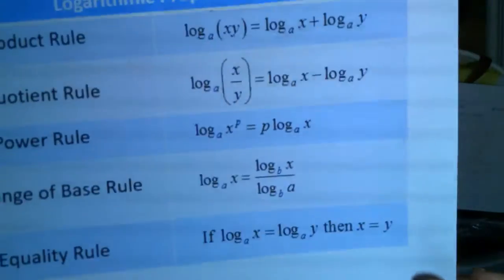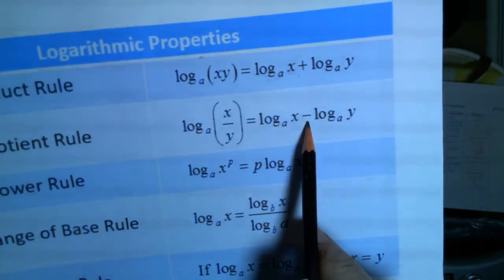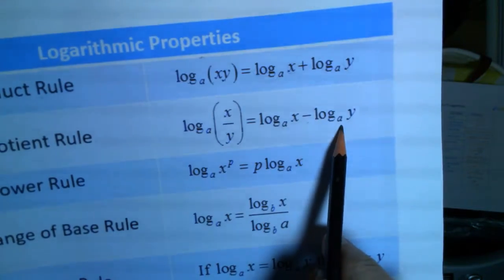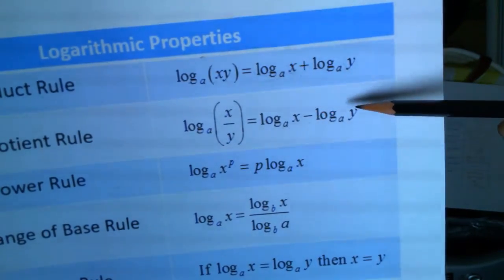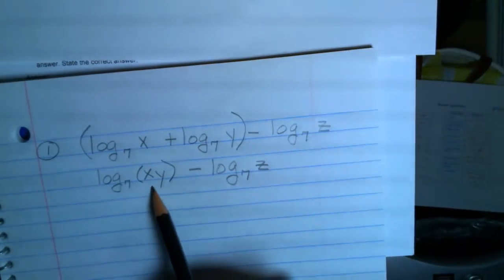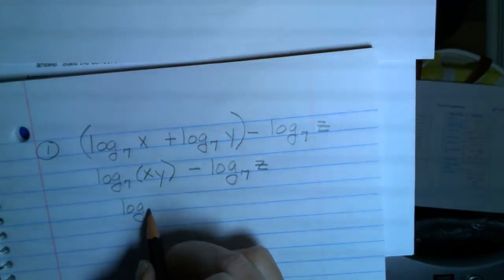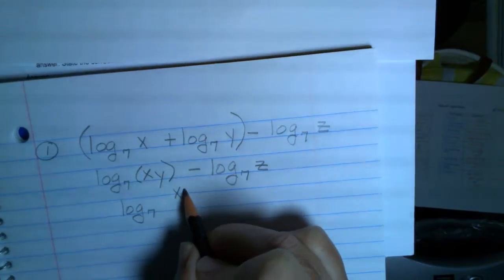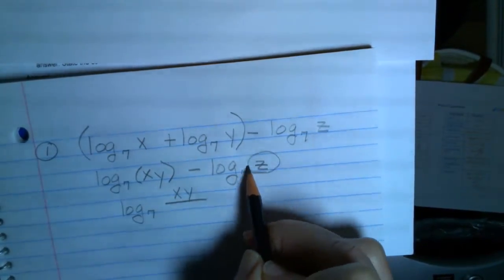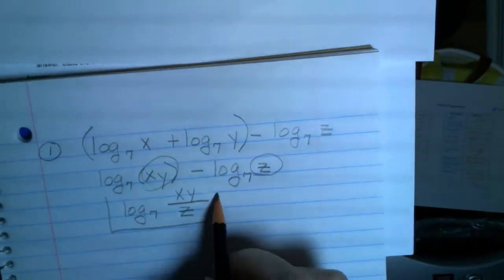Now let's look at our properties. This right here is going to be the quotient rule. We're subtracting now with the same log base. So we're going to take whatever's here and whatever's here and divide. So right here, let me write my log base 7. I have x times y. We're going to divide that by whatever's here, by z. So this is our correct answer.